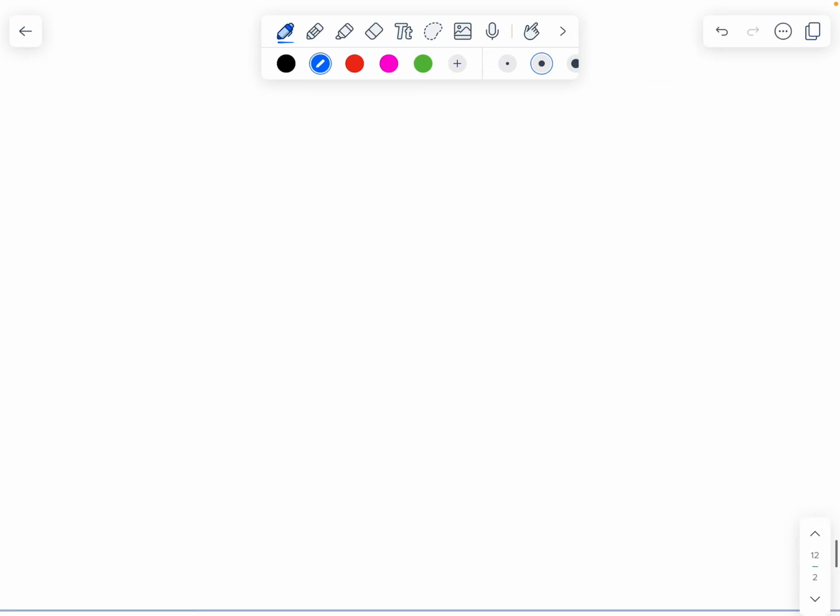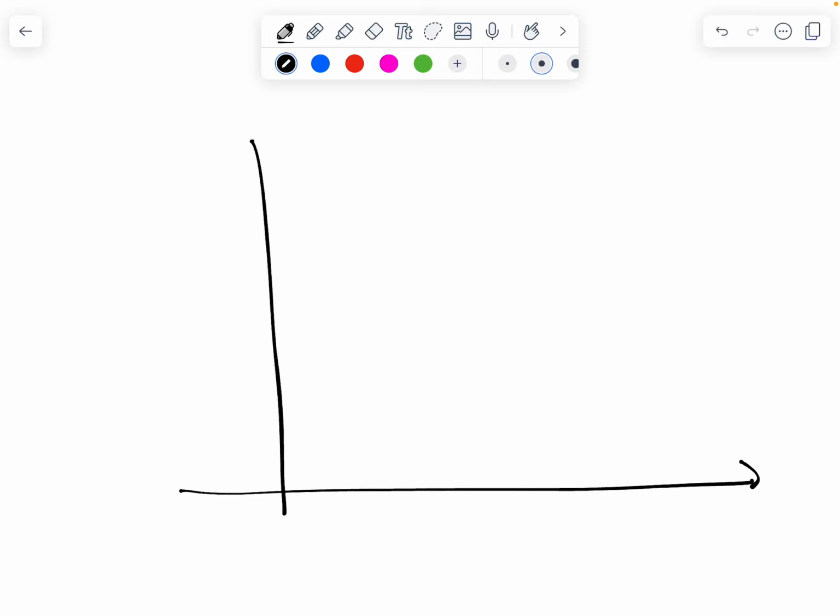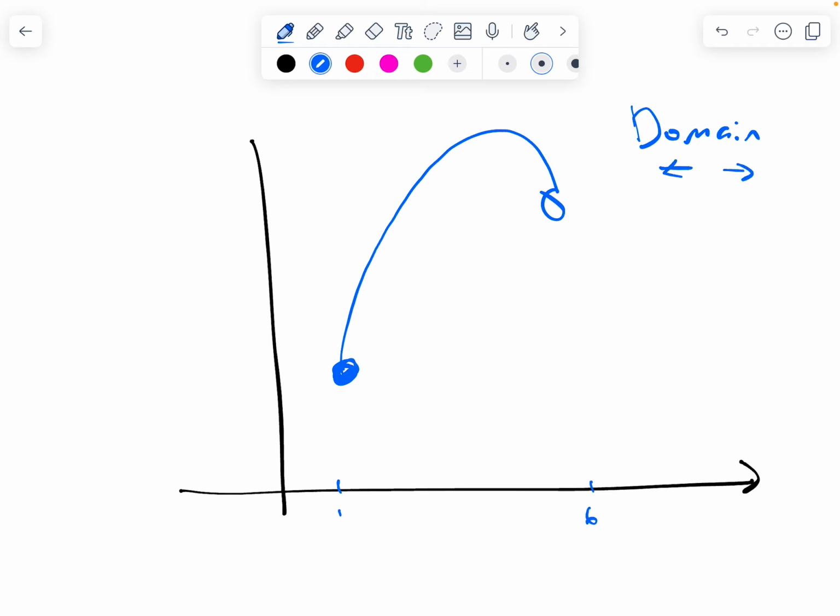Okay, so domain and range, let's say you have something like this. Let's go in 2 dimensions, and we have some kind of thing like that. And let's say this is 1, let's say this is 6. The domain measures how far to the left and how far to the right we go. So we'd say [1, 6). Now because this is filled in, we use a square bracket. Because this is open, we use a rounded parenthesis.